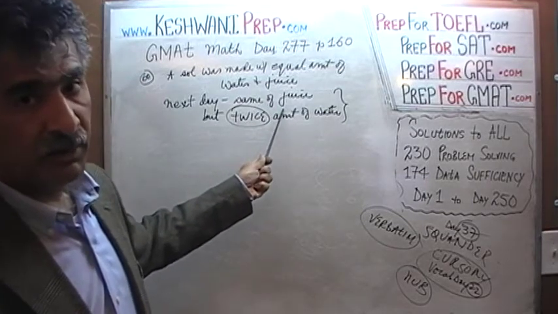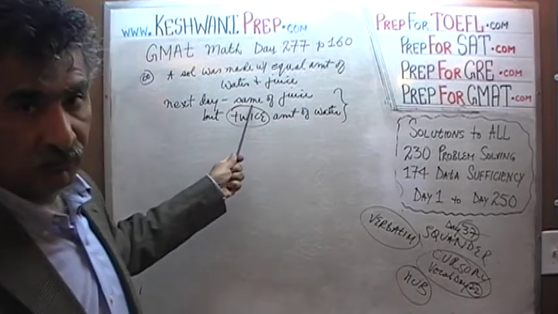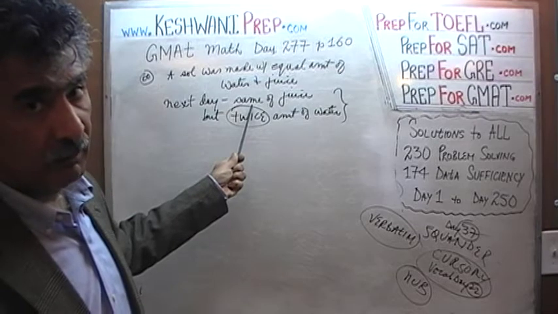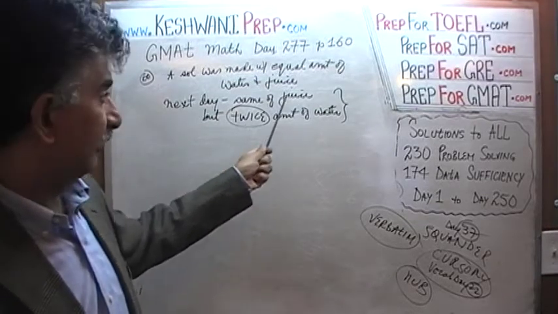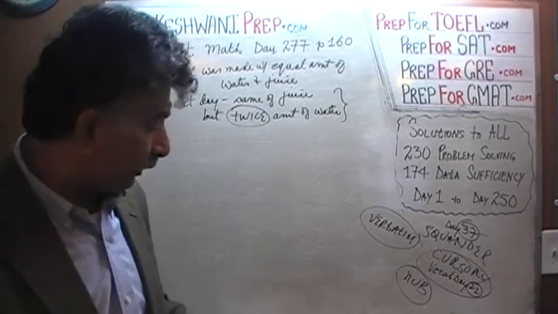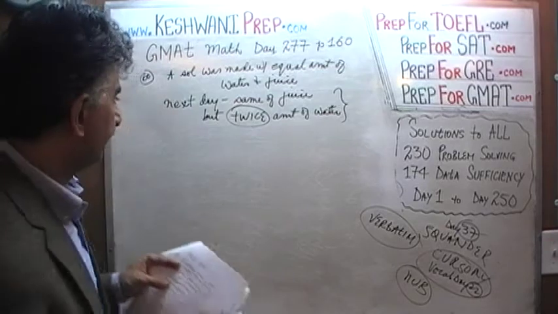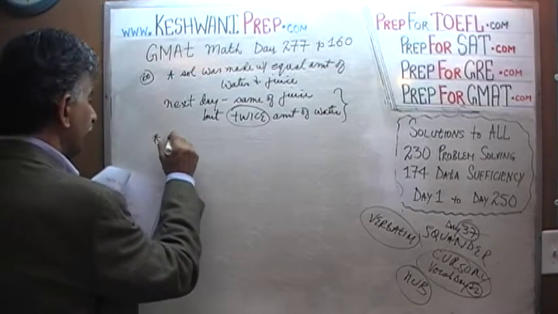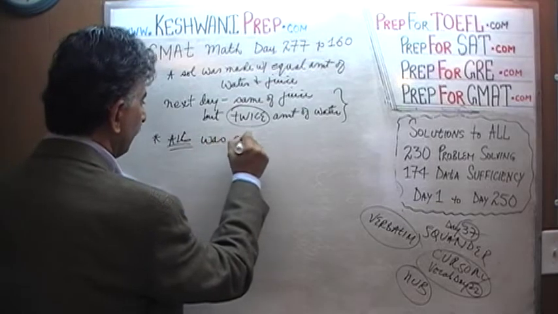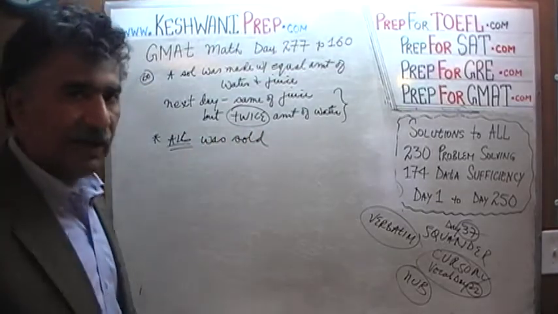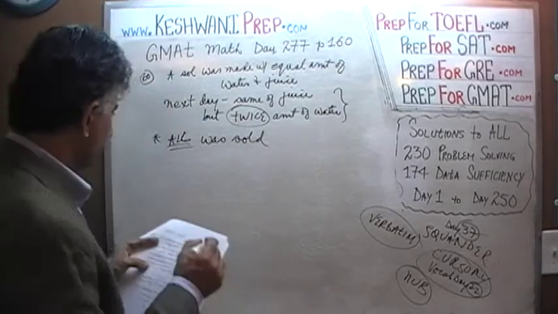Second day, we decided to dilute our lemonade. We are still using the same amount of juice as yesterday, but we are using twice as much water. The fact that we are using twice as much water for the same amount of juice, we are diluting the thing, obviously. And we are told that everything that we made was sold. All was sold. In other words, on neither of these 2 days we had anything left over at the end. We are selling the lemonade, you understand?